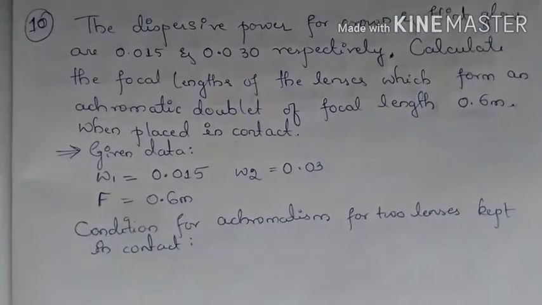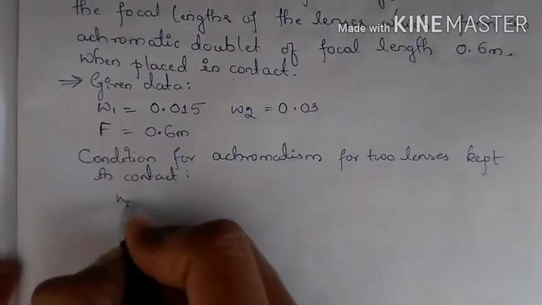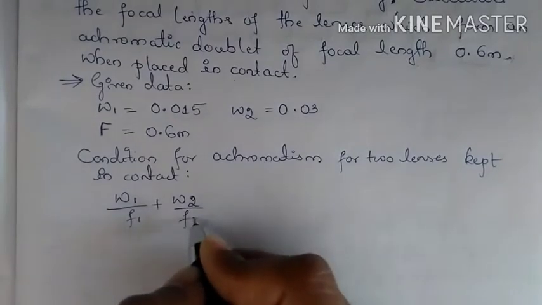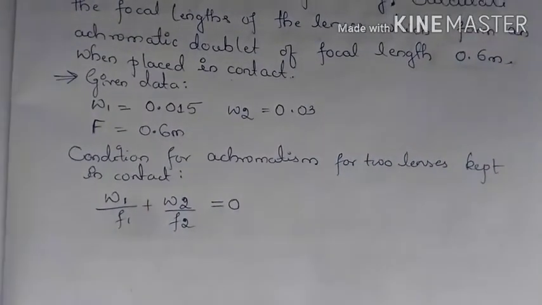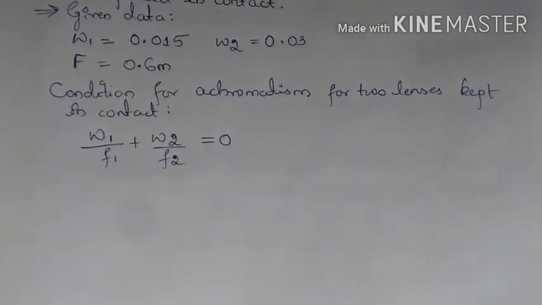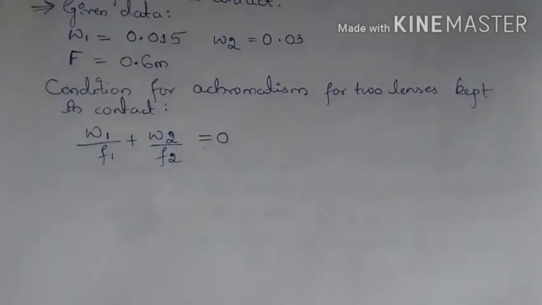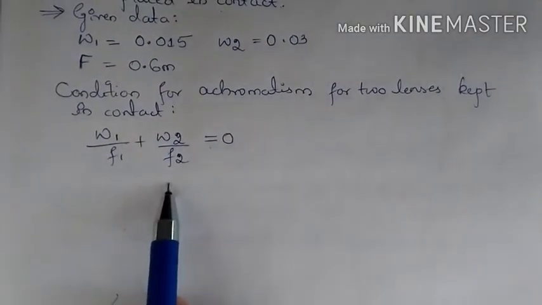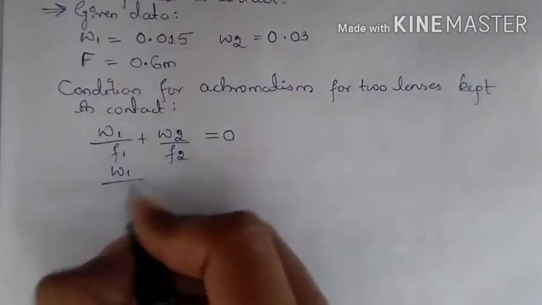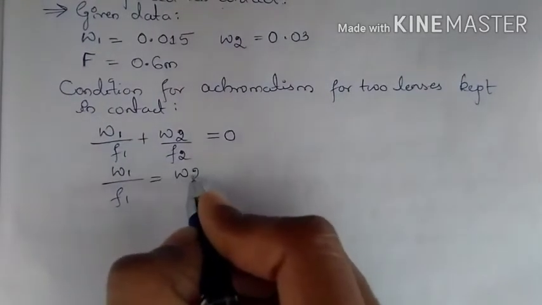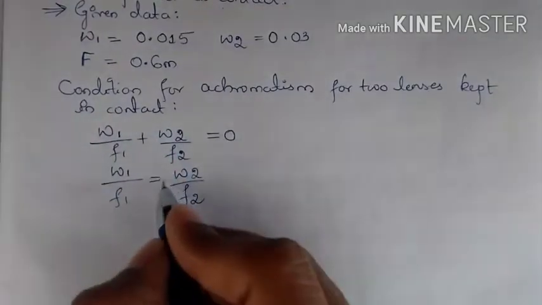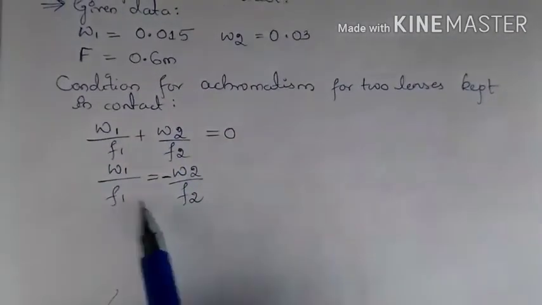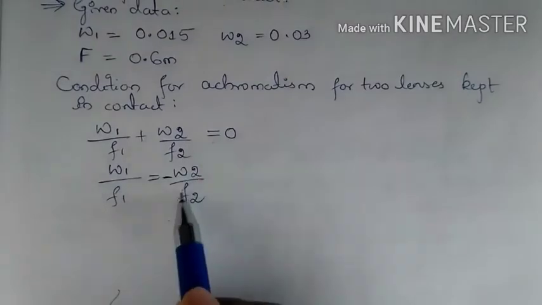So for that we have omega 1 divided by F1 plus omega 2 by F2 is equal to 0. This is the condition that we have learned in the derivation part for this section. So omega 1 by F1 plus omega 2 by F2 is equal to 0. With this I can write omega 1 by F1 is equal to omega 2 by F2. Since here the plus sign is there, here it is minus, so we are sending this term to the right hand side, and there will be the negative sign.